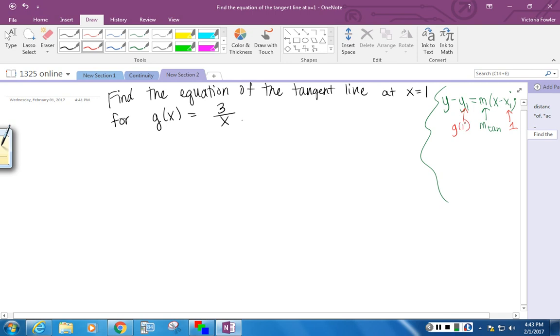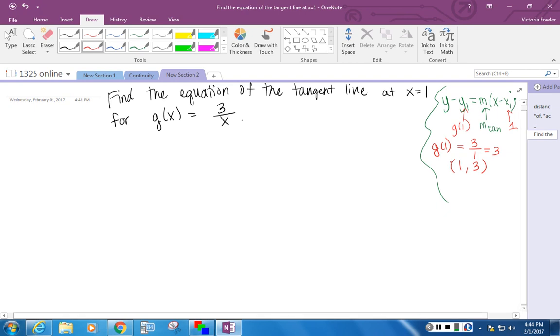So I need to find what the y value is simply by plugging in x to be 1. Okay, so the hardest part is going to be finding the slope of the tangent line. That just means taking the derivative, finding the instantaneous rate of change when x is equal to 1. And so the first thing I'm going to do is that simple part. I'm going to find g of 1. And so I have g of 1 is equal to 3 over 1, which is 3. So I have the point that this tangent line is going through is 1, 3. That's our point.